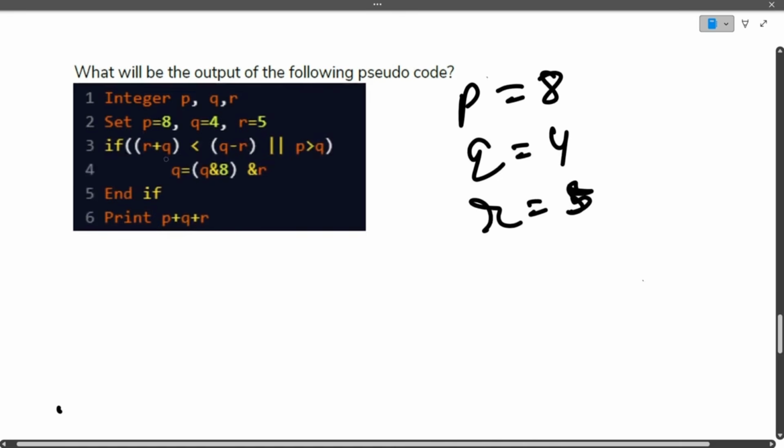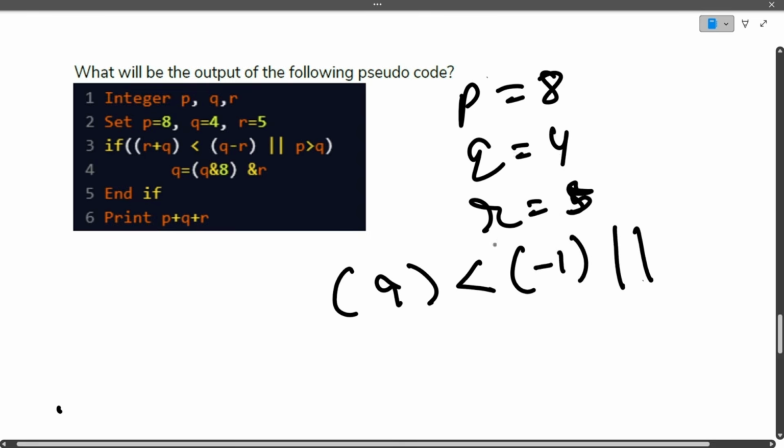So first of all, we are solving the if condition. If R plus Q is less than Q minus R, what is R plus Q? R plus Q is 5 plus 4 is 9. Okay, this less than Q minus R. What is Q minus R? 4 minus 5 is minus 1. Okay, or P is greater than Q. So P is greater than Q, that is 8 is greater than 4.